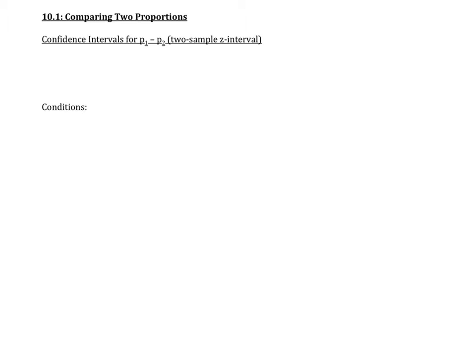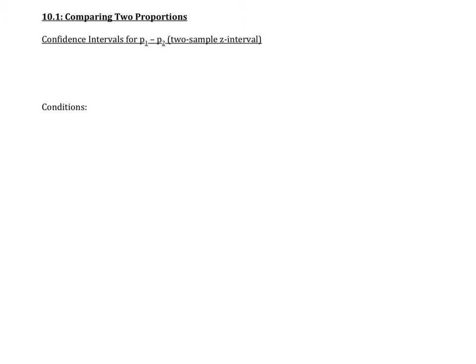This lesson is about comparing two proportions, and we're going to start with confidence intervals about the difference between two proportions. In this case, we are assuming that we are not working with any sort of matched pairs, so we're just going to have two separate samples. Okay, so I'm going to give you the formula first.